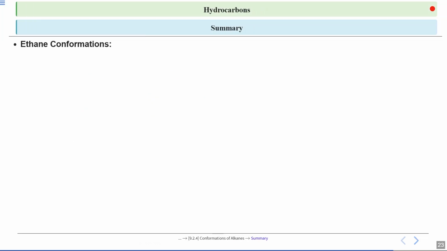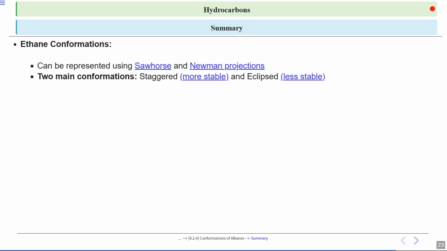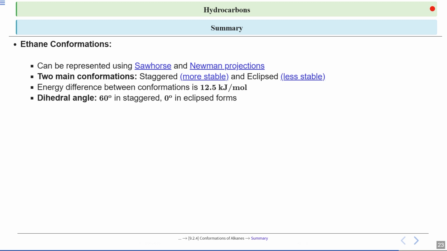Now let us summarize today's discussion. So we started with the ethane conformations, right? They can be represented using the Sawhorse and Newman projections. The two main conformations represented by these are staggered and eclipsed, right? The energy difference between these two conformations is 12.5 kilojoules per mole. And the dihedral angle between the staggered conformation and the eclipsed conformation is 60 degrees, right?